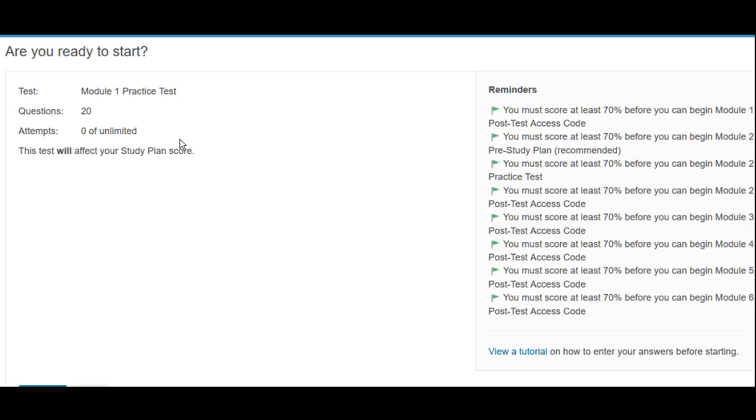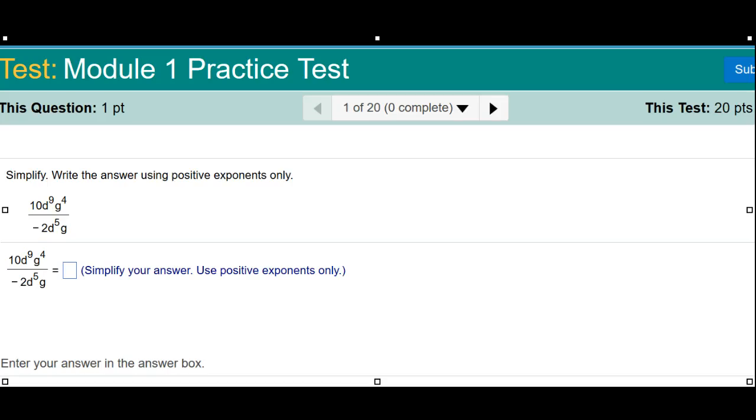And if you look over on the right, you see a number of flags which are all prerequisites, things you must do. And generally it's to earn at least a 70% on the module test you're taking so that you can move on to the next one. Alright, well, let's get started. Now, I'm not going to give you the answers, but I will give you strategy for getting the answers.